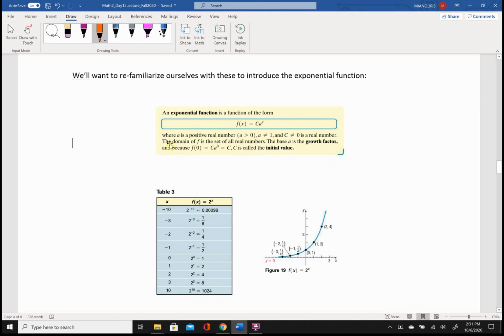And so what else does it say here? The domain is set to all real numbers, and that goes for every exponential function, okay? The base a is a growth factor, and the c value is the initial value. It's also the y-intercept, provided that there hasn't been any shifting around of the exponential function, okay?